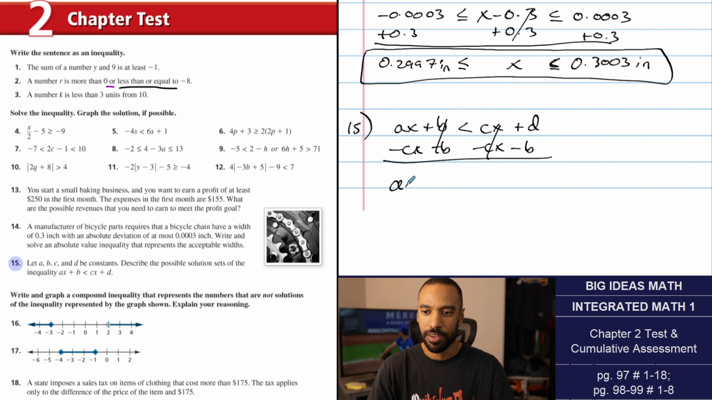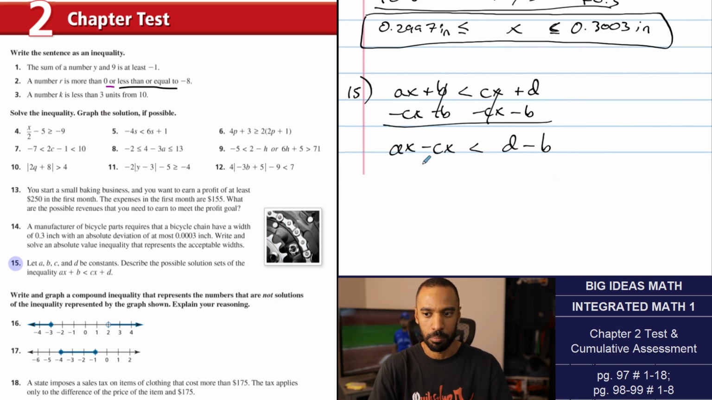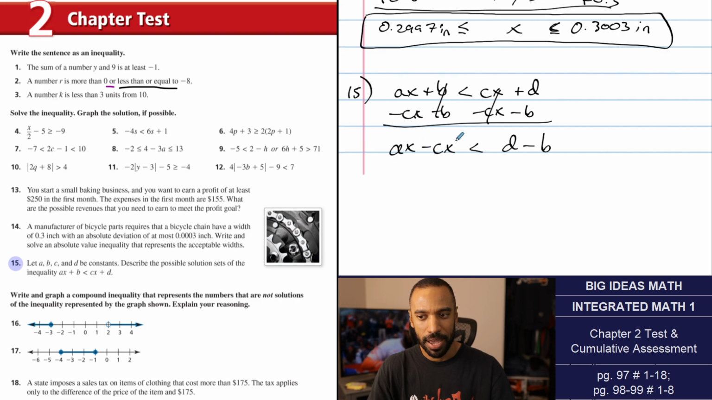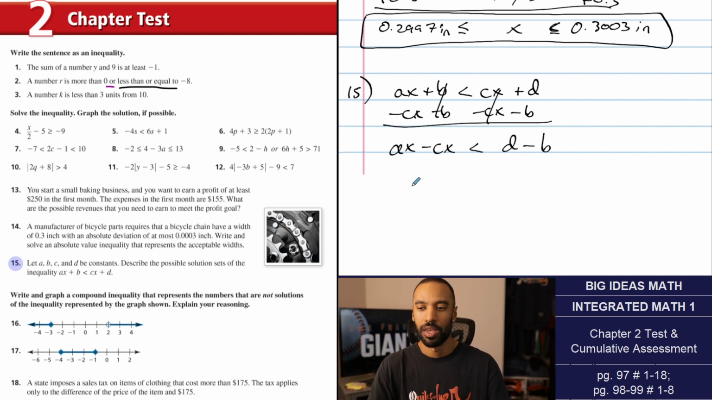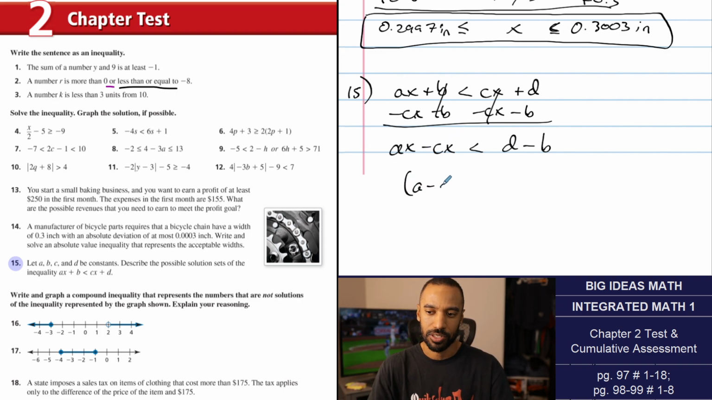So here I have AX minus CX. And you might think that these two can't combine. And I get it. They kind of can't combine. But they kind of can. A minus C can still represent a quantity that's multiplying by X. So we can put them together in parentheses, multiply by X. This is another way of saying we factored out X.